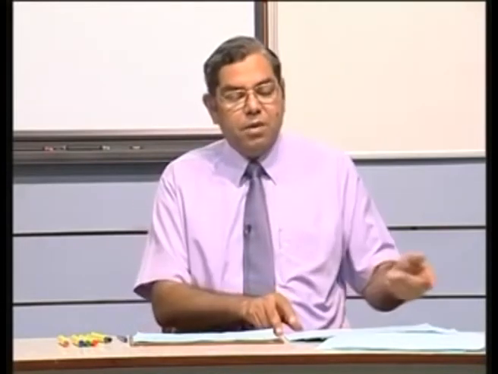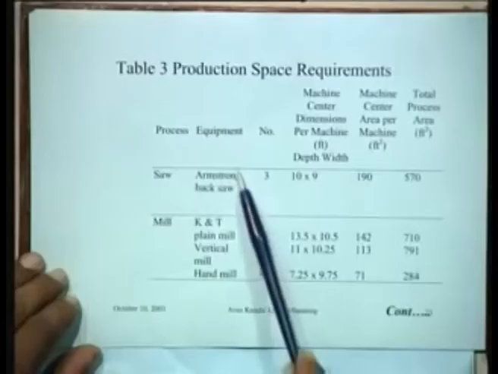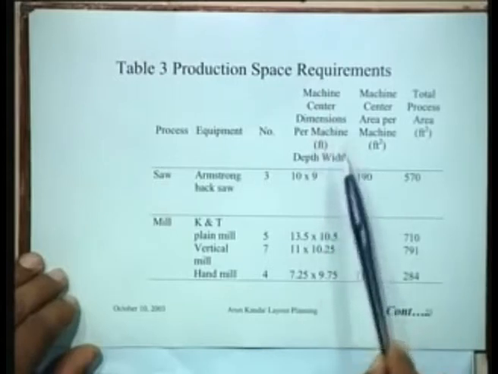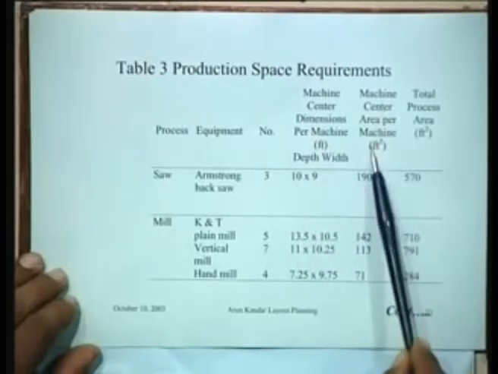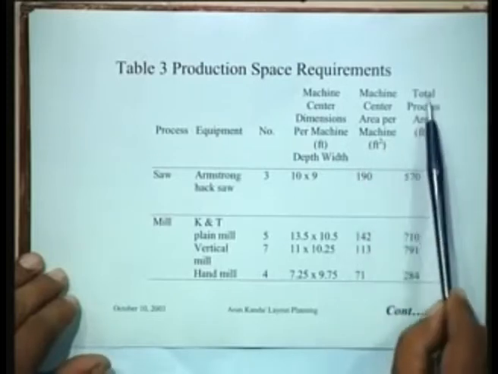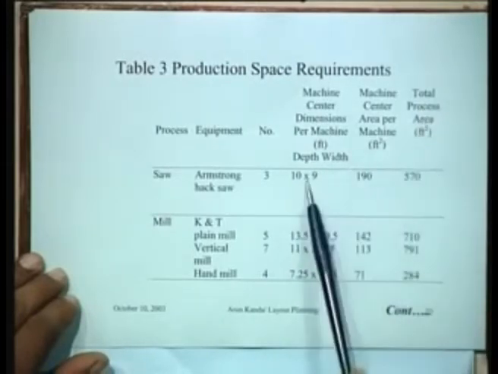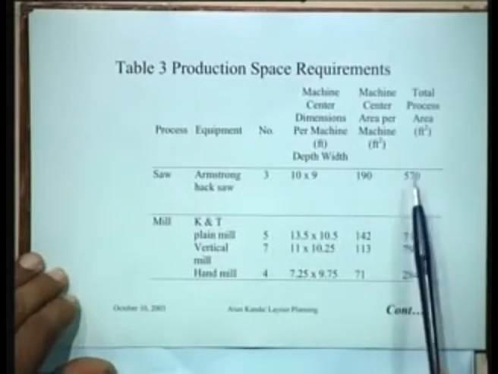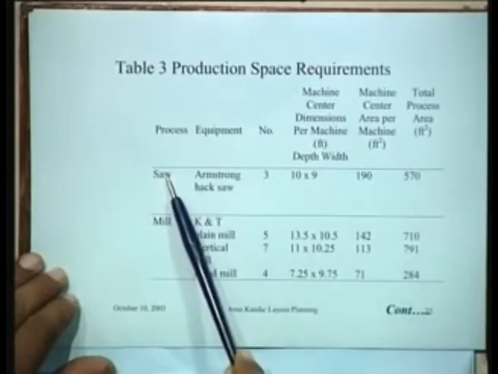Now here we had assumed that the same size was there for each department, but you have to calculate the requirements of each department. So typically, how will we do that? For different departments, say if this is the saw department, you know that it houses this equipment, the Armstrong hacksaw, and there are 3 of these. The machine center dimensions for each of these in feet is 10 by 9. So the total machine area requirement is 190 per machine, and the total process area required is, because there are 3 machines, 570 square feet. So you can find out immediately the amount of machine area that you need for this department called saw.